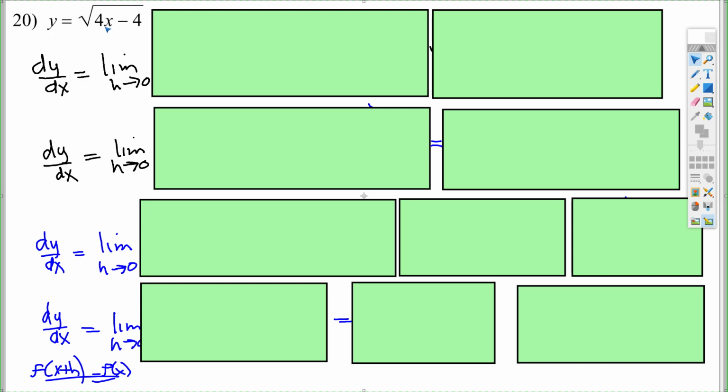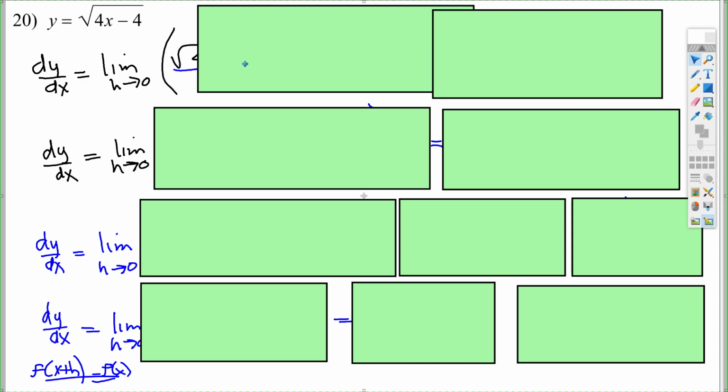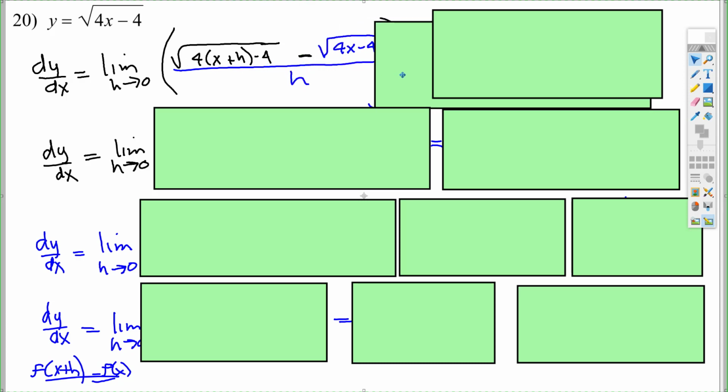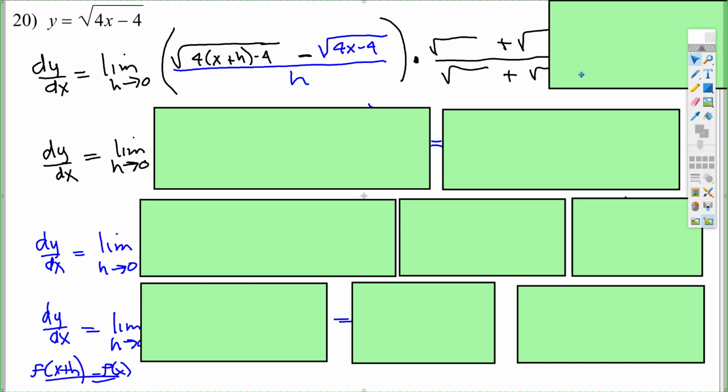Where that x is for this first part, I plug in a parentheses x plus h. So instead of x, I have in parentheses x plus h, subtract 4, all under the radical. Then I'm going to subtract the original, which is radical 4x subtract 4, over h. Now look, in the numerator there are radicals, so we have to multiply by the conjugate.